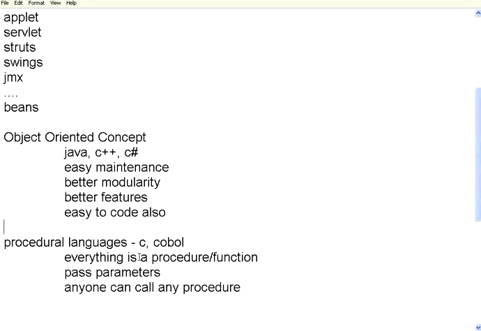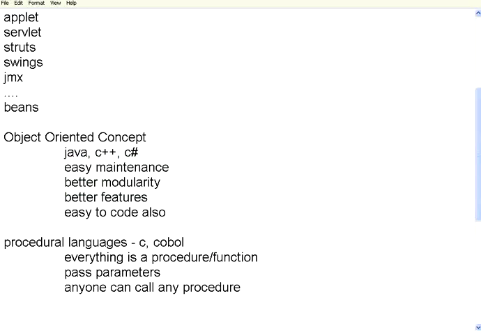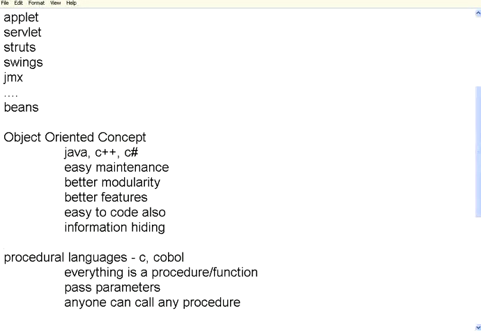We can debate on the speed, etc., but these are all the key areas: easy maintenance, better modularity, better features, and there is one thing called information hiding, which is a critical feature for the object-oriented languages.